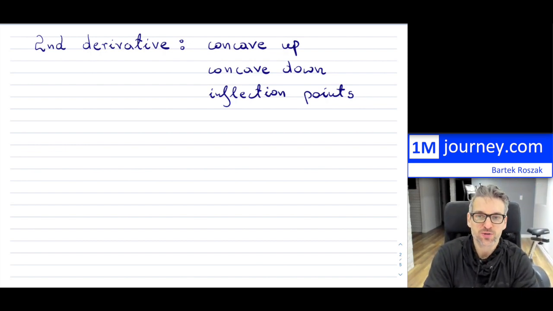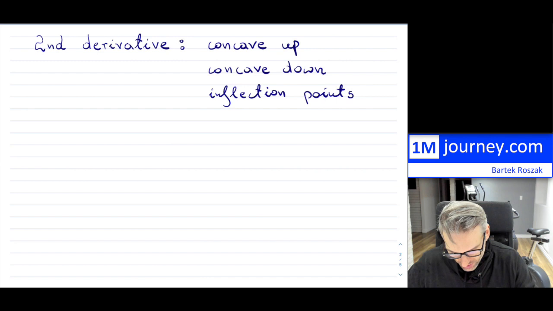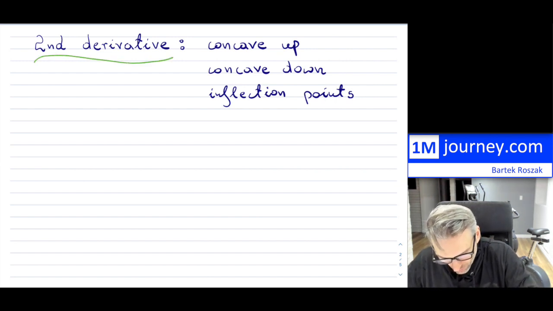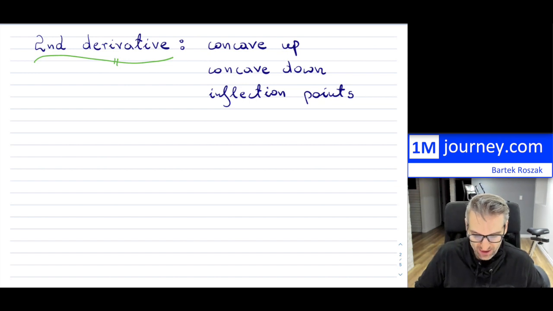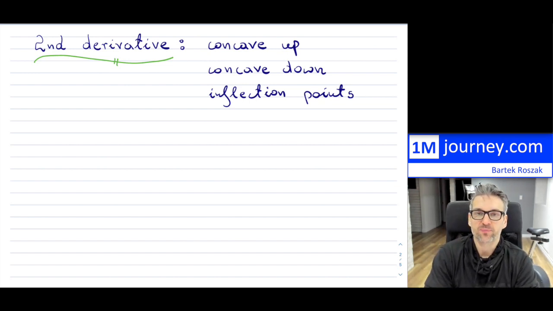Now, I will also mention the inflection points. These are actual points where things are changing from concave up to concave down, or from concave down to concave up. So you'll see when that happens. The ultimate goal is to explain this, and once you take the second derivative, you can tell quite a bit from it about how the function is actually behaving.